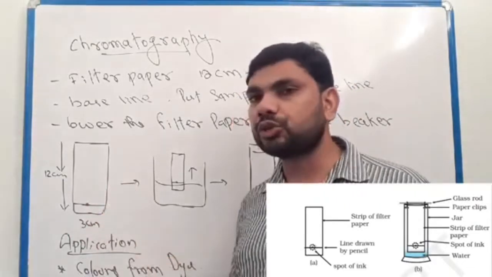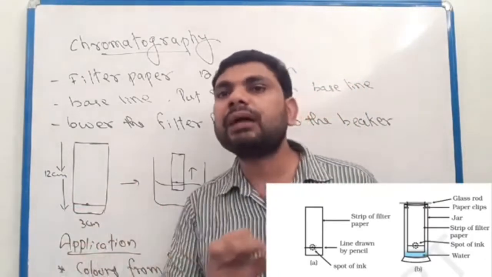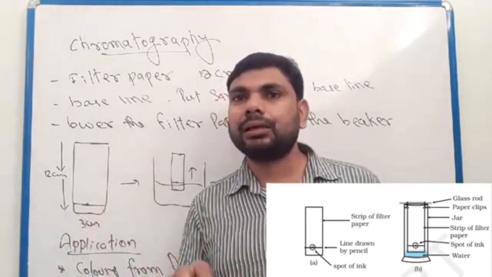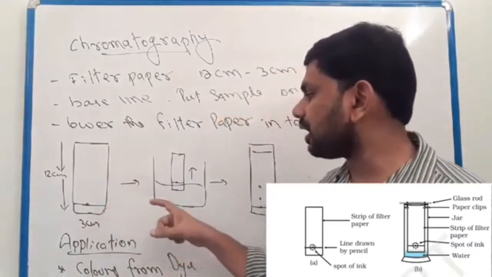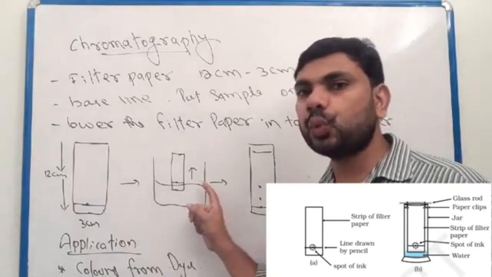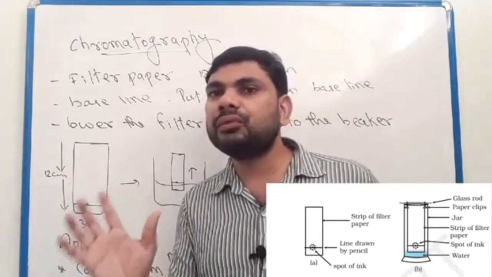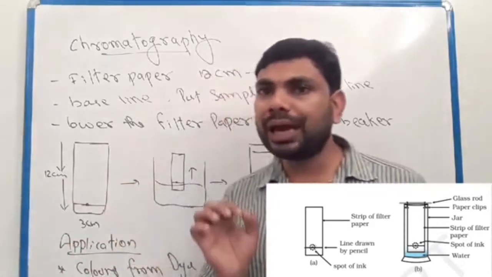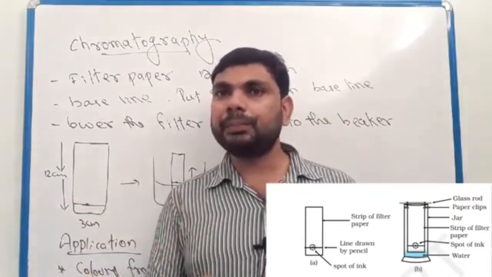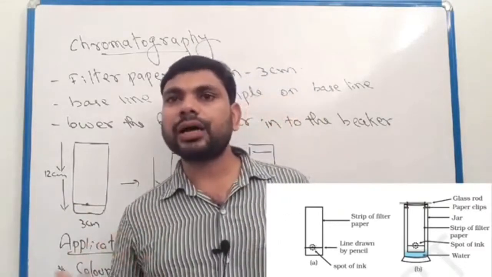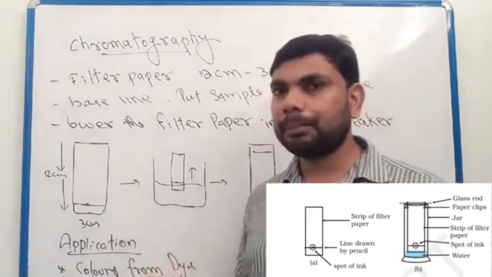Take this type of chromatographic paper, and at the lower end of this paper we have to draw a line with a pencil. Do not use an ink pen, because this chromatographic paper we have to insert into water. When you draw with an ink pen, it will give you a wrong answer, because we have to separate colored substances. Ink contains colored pigment, so there is a chance to get a wrong answer. That's why we have to draw this baseline with a pencil.